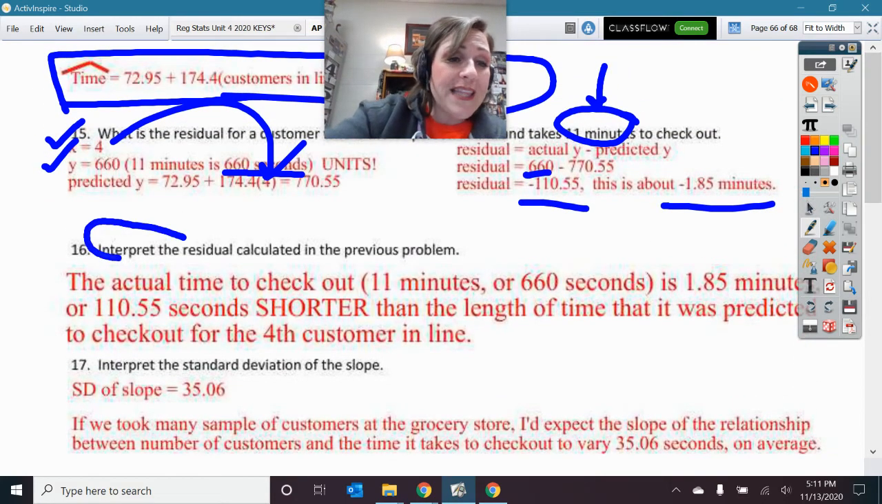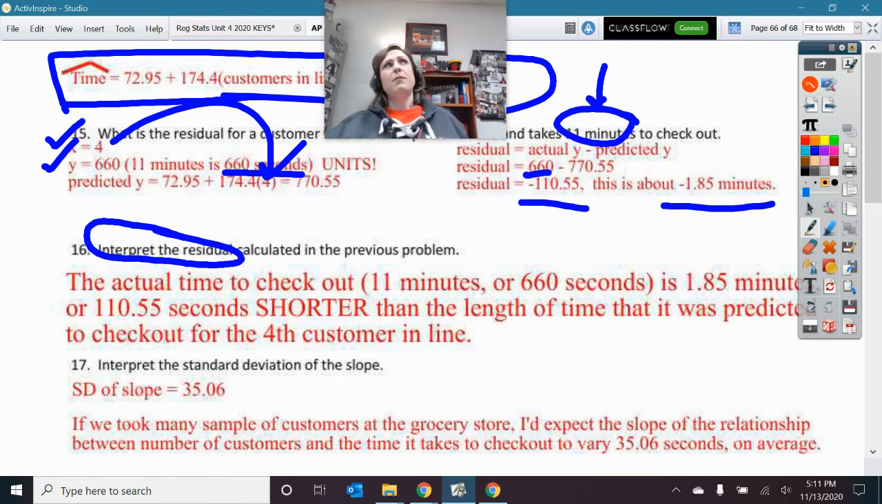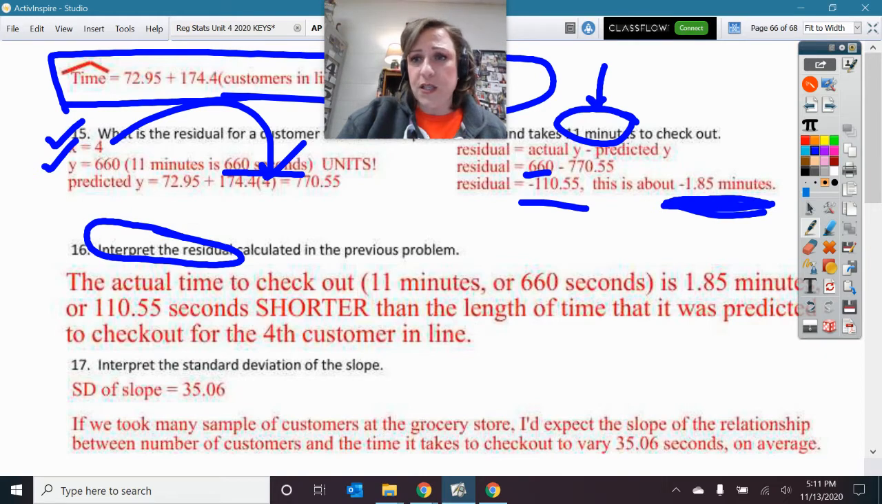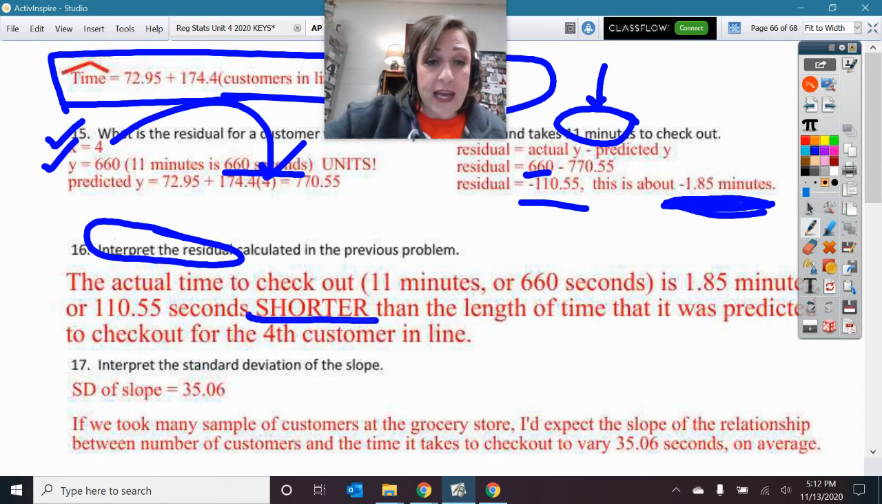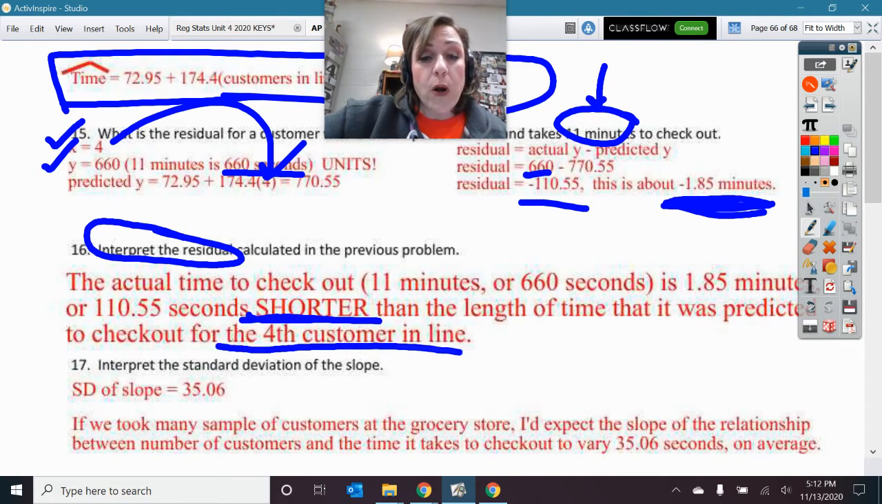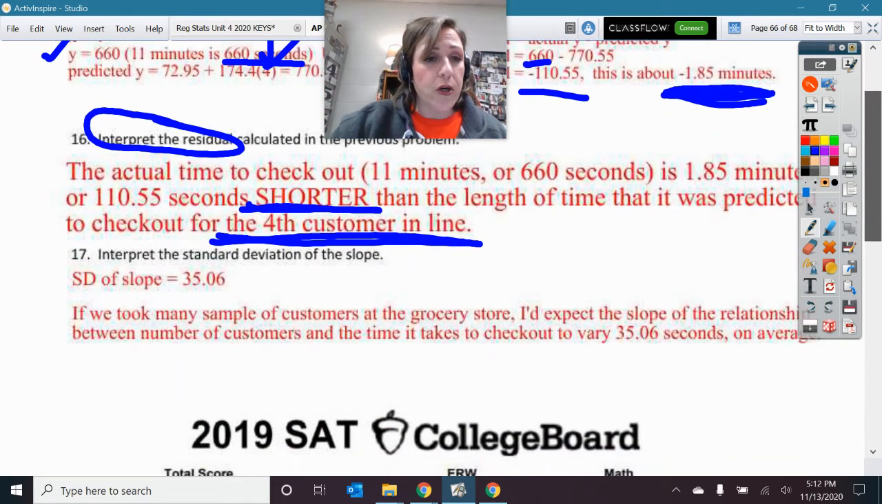So interpret that residual. That's not a song. Almost makes me wonder, should I make a song about that? But with the residual, we can say that the actual was this much below what it was predicted to be at that particular X value. So in general, that's what you're saying: how the actual was this much different from the prediction for that X value. The actual time to check out is 1.885 minutes shorter than the length of time it was predicted to check out for that X value of 4.